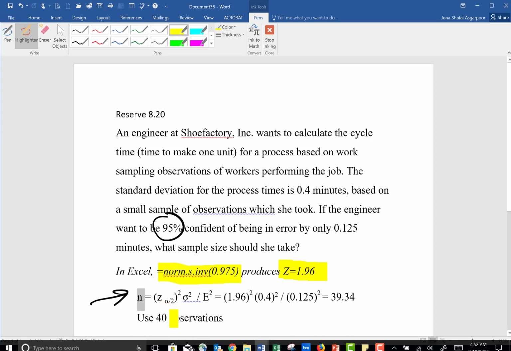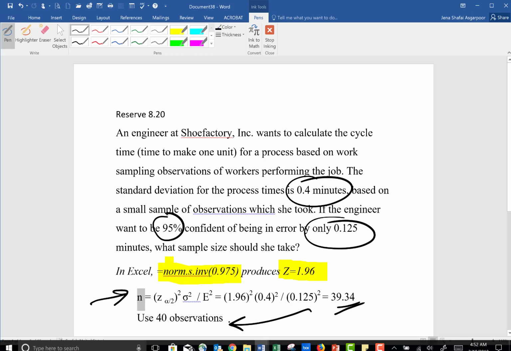By plugging that number in our equation and squaring it, sigma squared in this problem is 0.4, so 0.4 squared. And then we divide by error, which in this case we want error to be only within 0.125. So we divide that by 0.125 squared. And in this case we get sample size rounded should be 40.